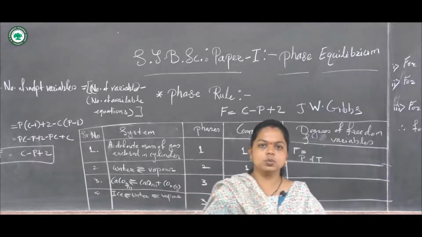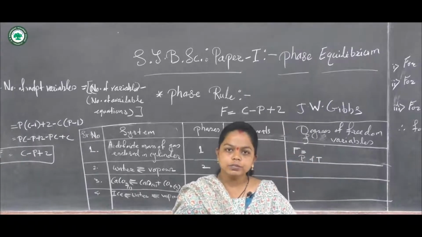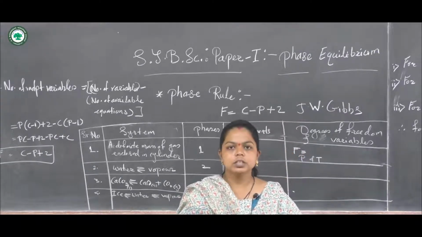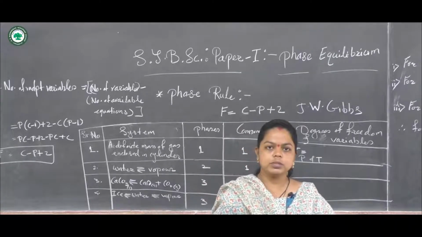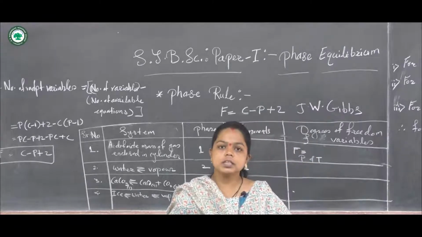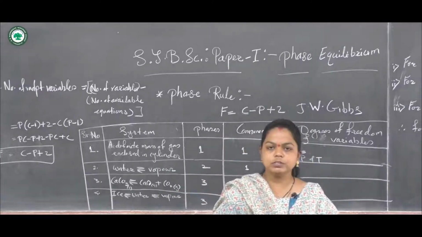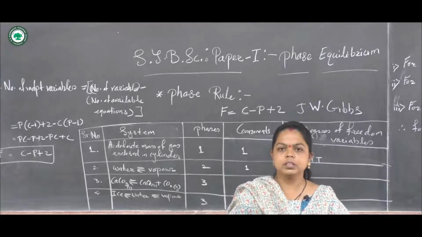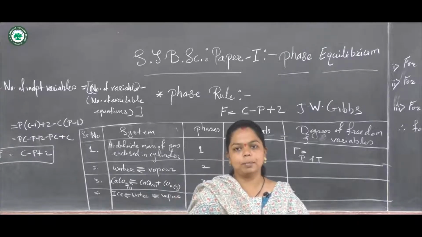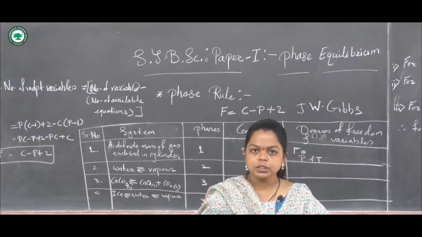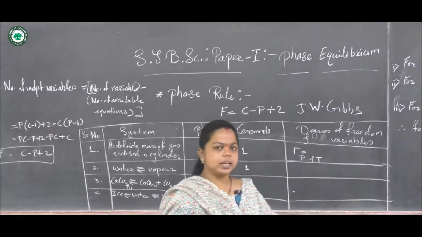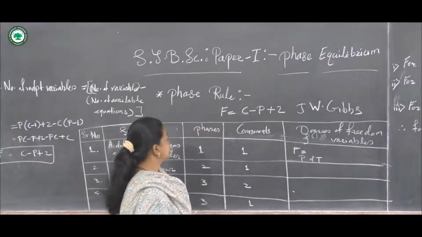According to this rule, the degree of freedom is related to the corresponding components of the system and the phases of the system. So there is a relationship between the degrees of freedom at equilibrium, the number of components of the system and the number of corresponding phases of the system. This relationship can be explained by this equation F.